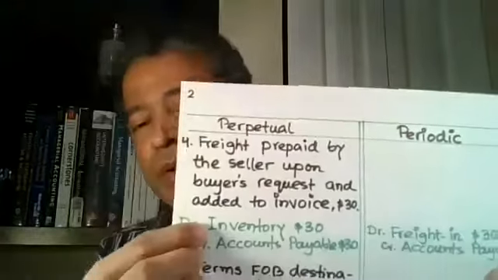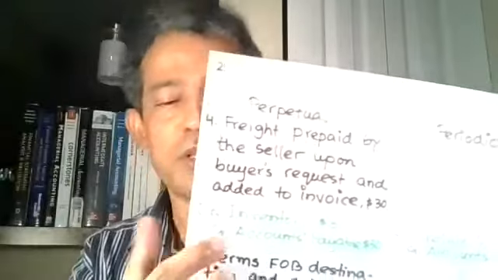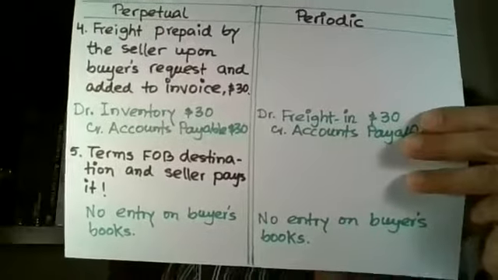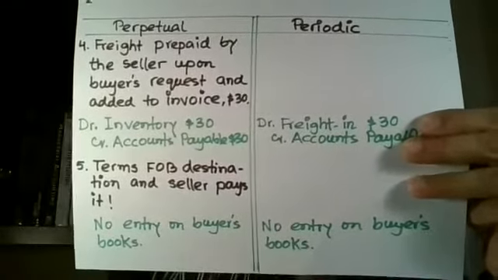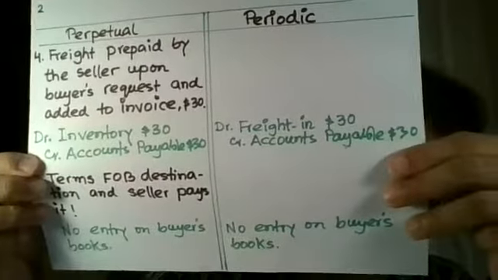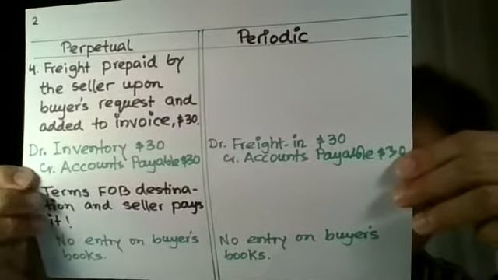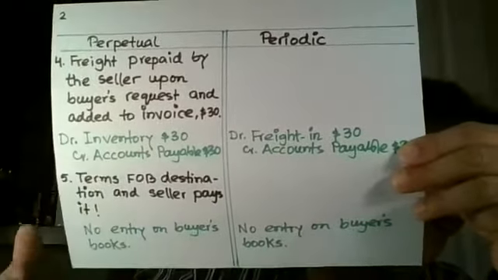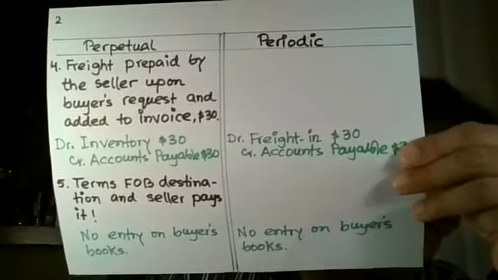If they have added it, that means it's adding to the value of my inventory. So debit inventory is correct. And now we haven't paid for it yet, so it's an accounts payable. So if the seller is paying it for you, then still debit inventory and credit accounts payable. Under periodic, it's freight in and accounts payable. We don't add it to the value of inventory. So inventory is the focal point here. How many things go into inventory? All right, so don't forget, prepaid freight is going to be added to inventory under perpetual system.